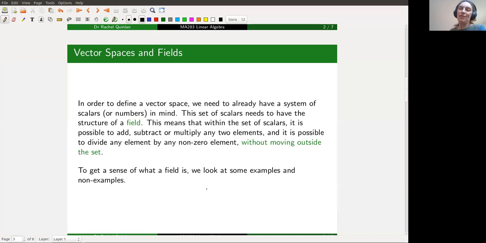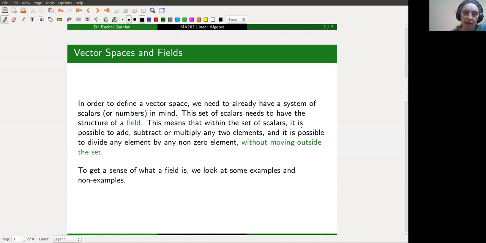So in order to define a vector space, you have to already have a system of numbers in mind. Okay, and in particular, you need to have a system of numbers in mind that forms what is called a field. So we're not doing field theory, which is another whole subject within abstract algebra, but we need to have some notion of what a field is. So in the world of linear algebra, we have some numbers that we're working with, and they're called scalars. And the set of scalars needs to have the structure of what's called a field. So the set of scalars, for example, could be the set of real numbers, of all real numbers.